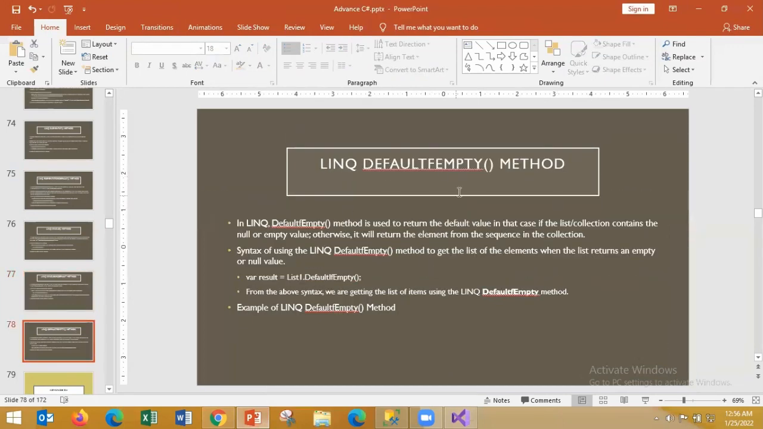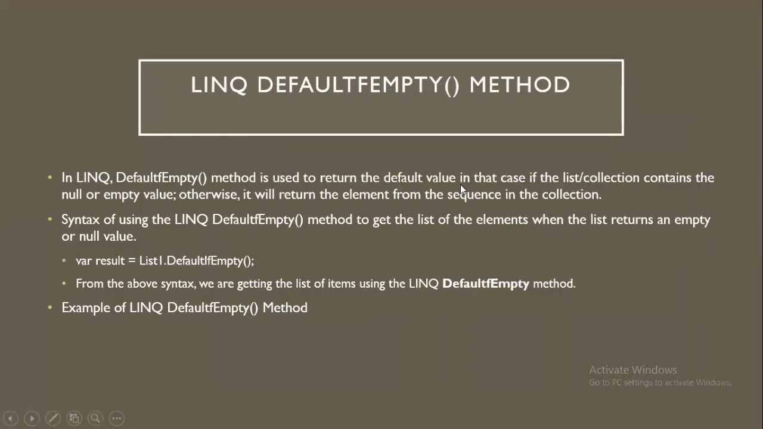Yeah, it makes sense. Now, default empty. The default empty method is used to return a default value in that case if the list collection contains null or empty values. Otherwise, it will return elements from the sequence in the collection. So if there's a null or empty value in the collection, it will return the default value, which will be 0. Otherwise, it will return elements in the sequence of the collection. So from the above syntax, we are getting the list of items in the LINQ default empty method. So we'll see that.